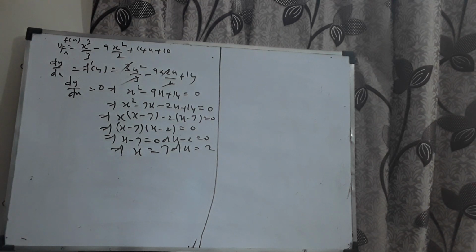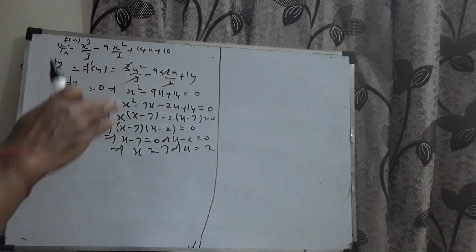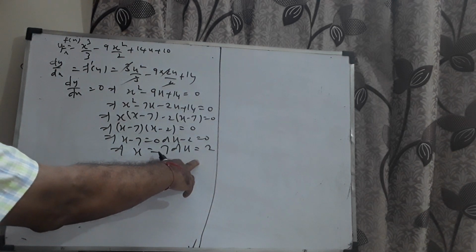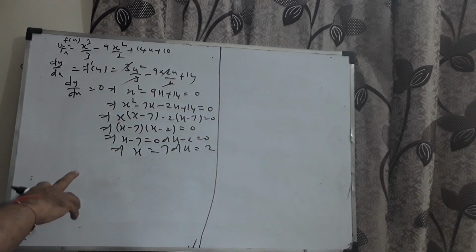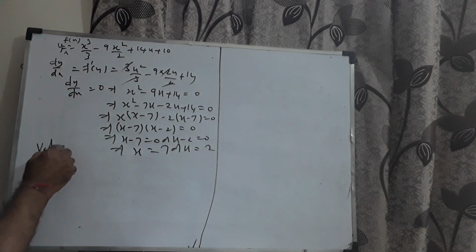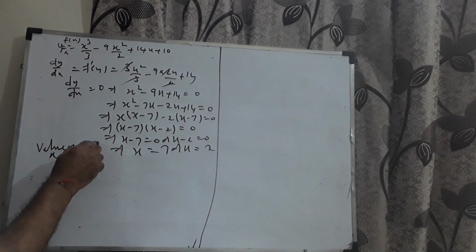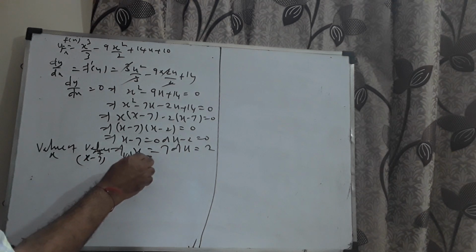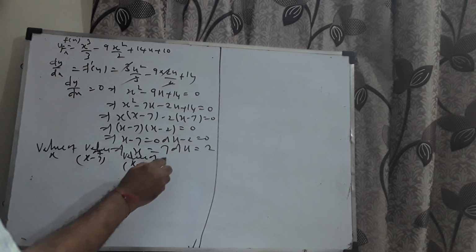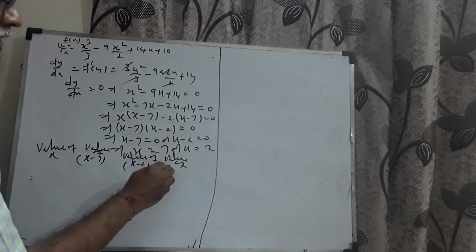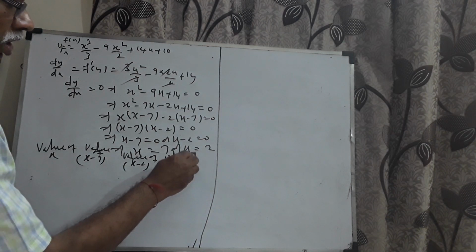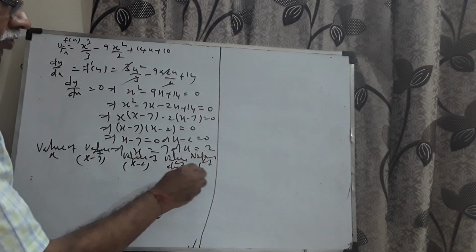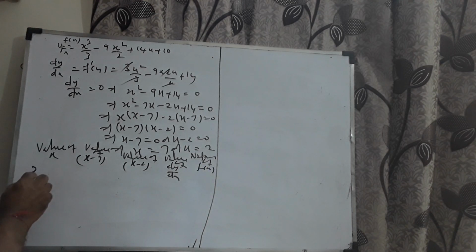Now the whole real line will be divided into 3 intervals: x less than the lower value, x less than 2; x between the lower value and upper value, between 2 and 7; and x greater than the greater value, x greater than 7. Therefore I will make the tabular column: value of x, then value of the first factor x minus 7, value of the second factor x minus 2, then value of dy by dx, then nature of f of x. With this tabular column, it would be easier.